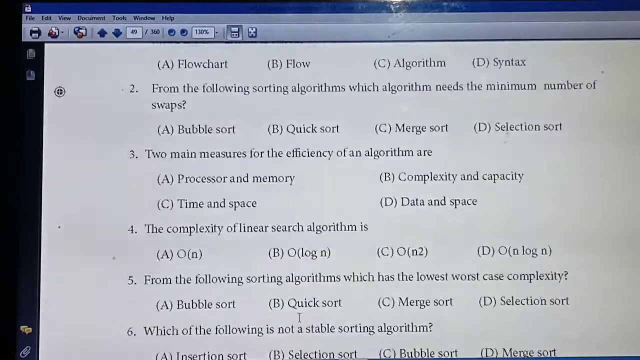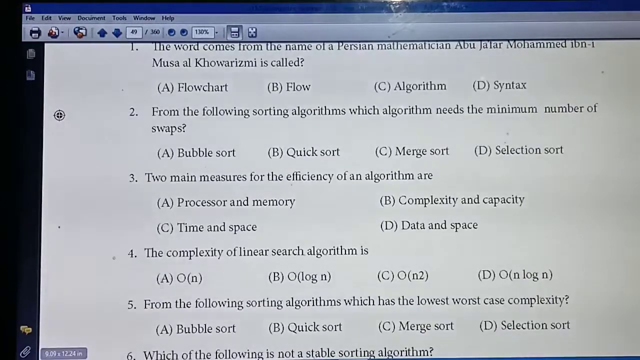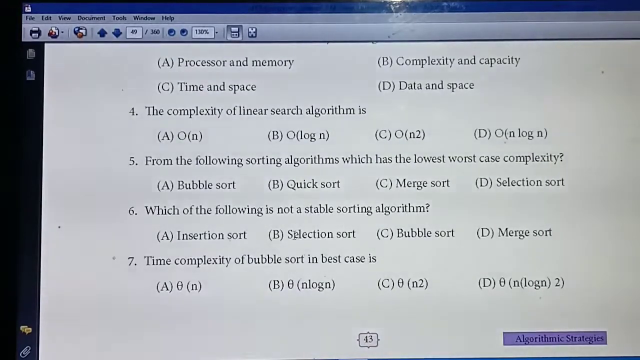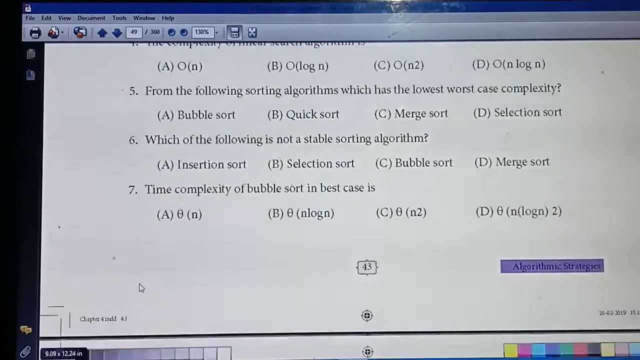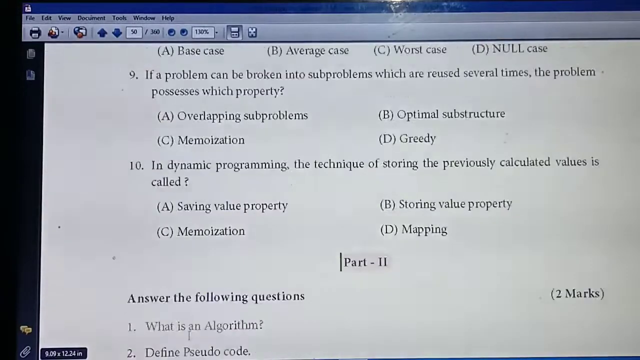Okay. So once more I am repeating the answers. First question answer is option C, algorithm. Second, option D, selection sort. Third, option C, time and space. Fourth, option A, O of N. Fifth, option C, merge sort. Sixth, option B, selection sort. Seventh, option A, theta of N. Eighth, option B, average case. Ninth, option A, overlapping subproblems. 10th question answer is memoization.